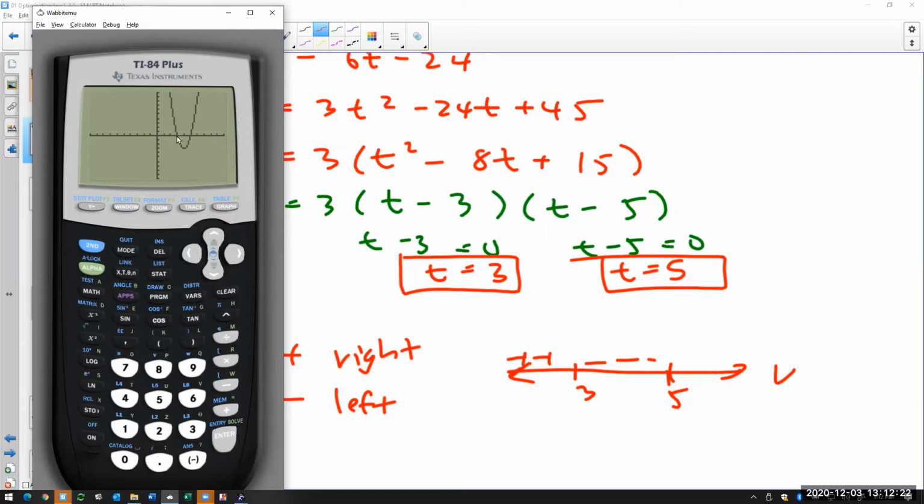So this is negative, you're going left, right? Oh yeah, I see what you're saying. I'm not quite there. You're faster than me. So this is positive, okay?